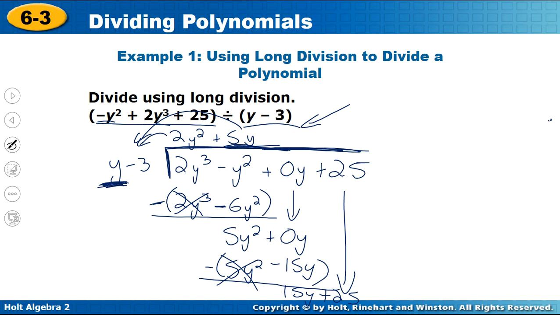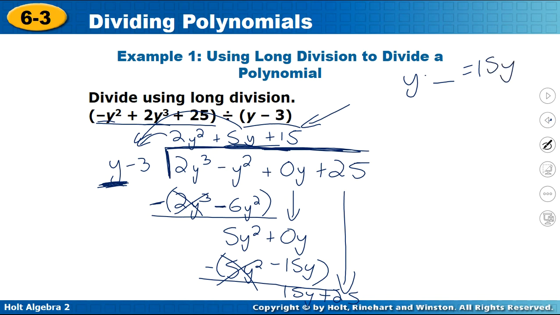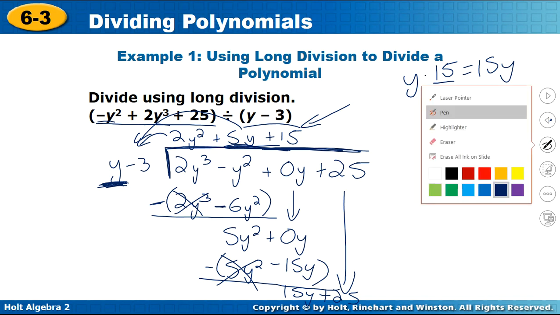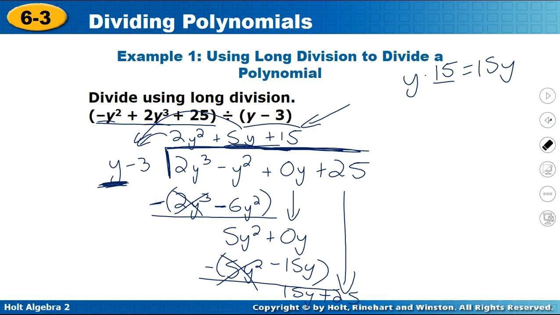We have y, and it's going to go into 15y. So what are we missing? We're missing a 15, right? From a y to a 15y, we would need to multiply it by a 15. Do you see what I'm saying there? Y times something equals 15y. Of course, y times 15 is 15y. So that's what I'm doing, in case you were wondering how I got this 15 up there.